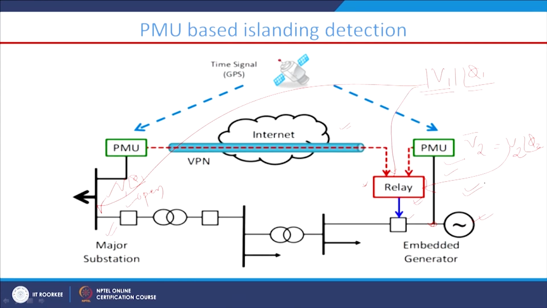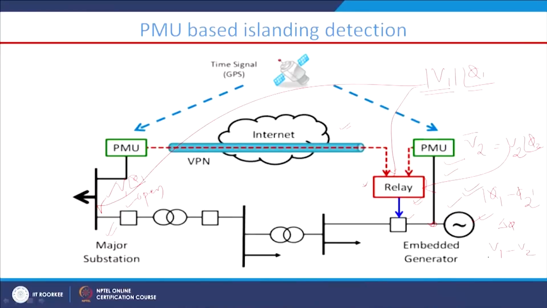You can also simulate this type of system, where this embedded generator is disconnected from this major substation or grid. Now a very distinct angle difference will be there. The angle difference between this phi 1 minus phi 2 is very visible. Del phi is very significant, right.